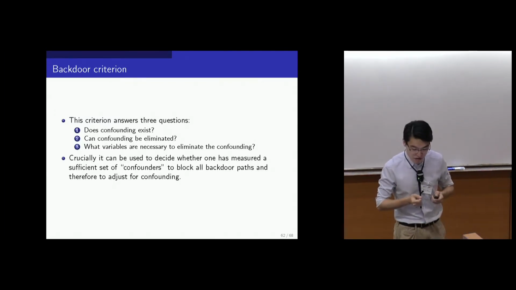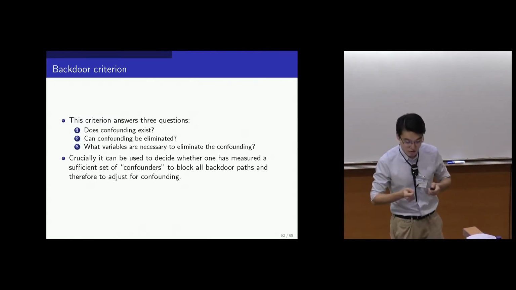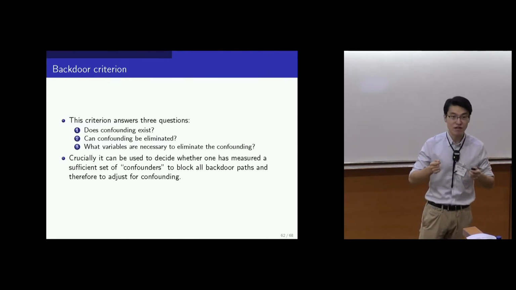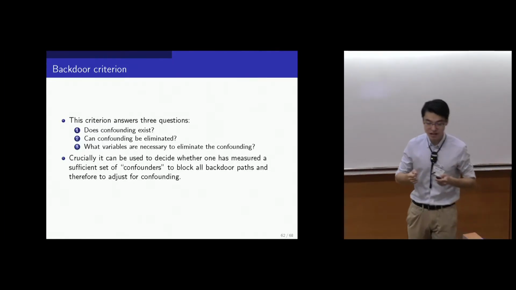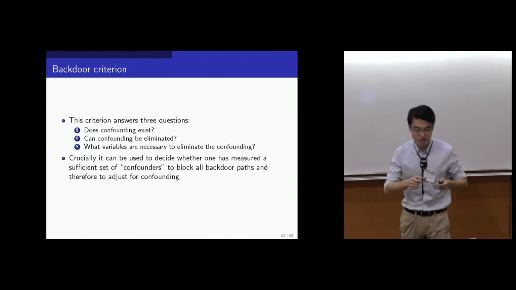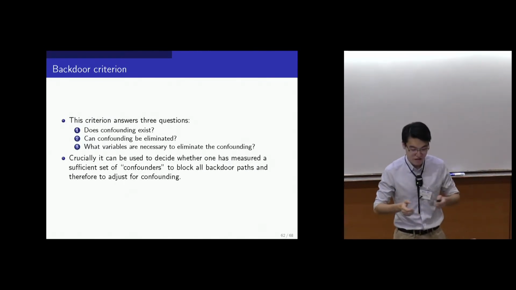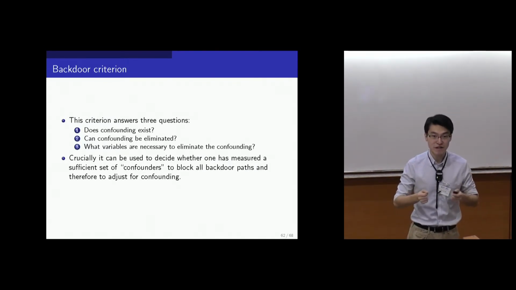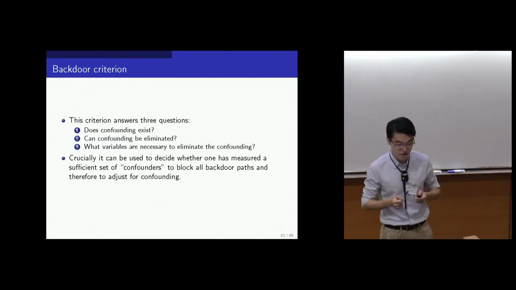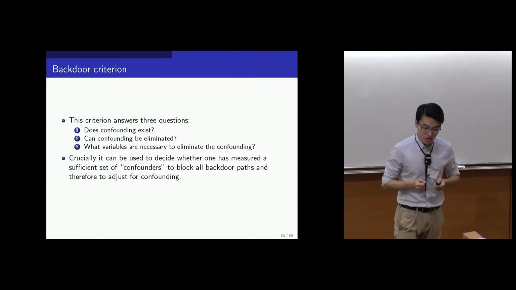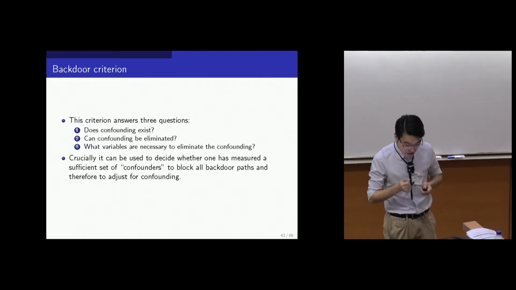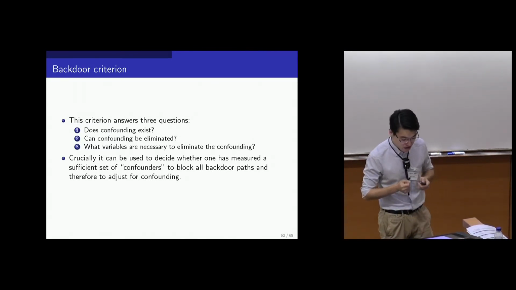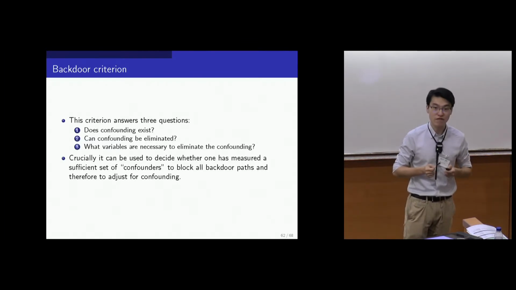And three, what variables are necessary to eliminate the confounding? Well, we can identify those variables, but whether they are recorded in the study will be another challenge. But this graphical approach allows us to identify in a very systematic way the variables that we need to control, to elucidate the causal mechanism. So crucially, it can be used to decide whether one has measured a sufficient set of confounders to block all backdoor paths and therefore to adjust for confounding.